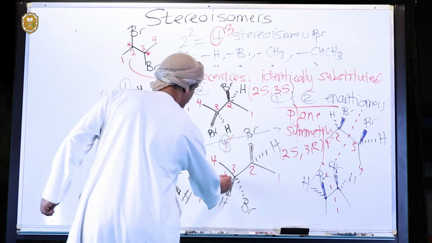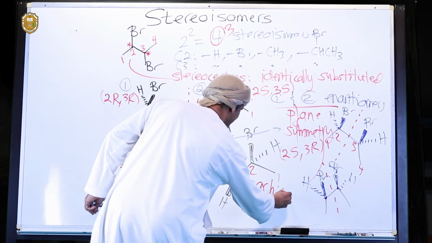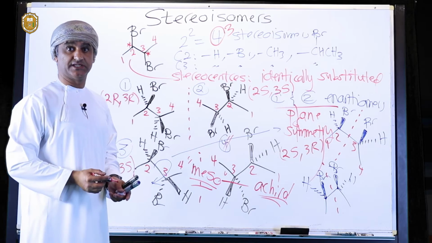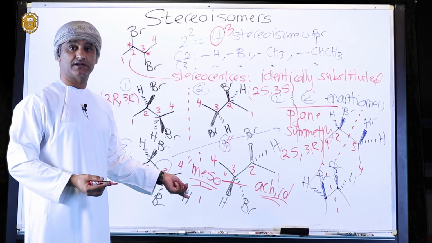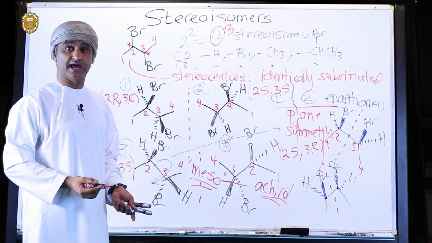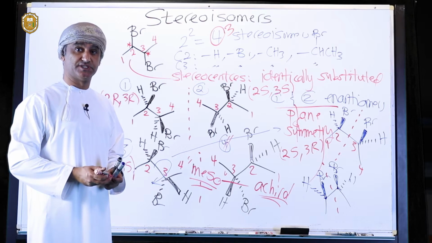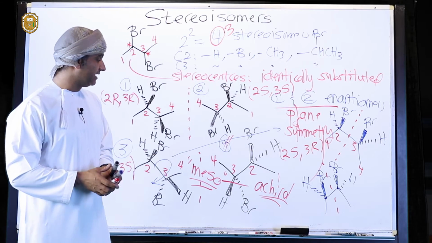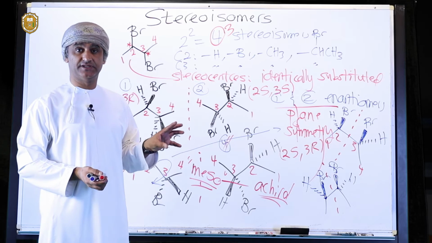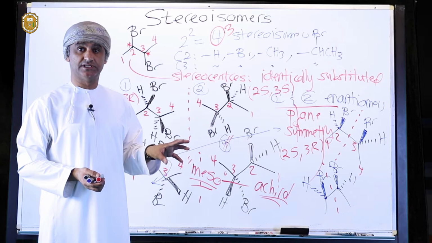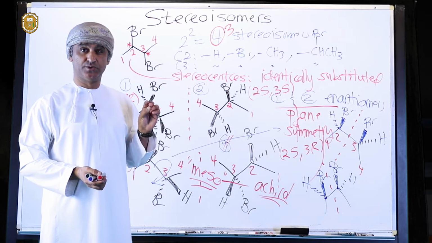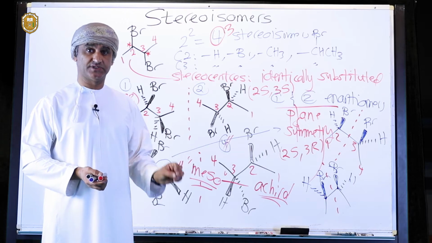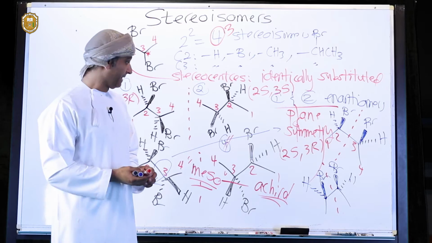So a meso compound is achiral. And of course, enantiomers are chiral. Stereoisomer number 1 is chiral, number 2 is chiral, whereas number 3 is not chiral. That's because it has a plane of symmetry. Meso compounds do not have chirality. Their alpha D, or the specific rotation, is 0. They do not rotate plane polarized light. That's because they are achiral. That's because they have a plane of symmetry.